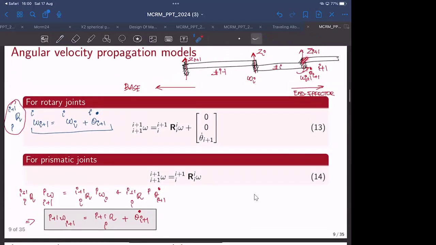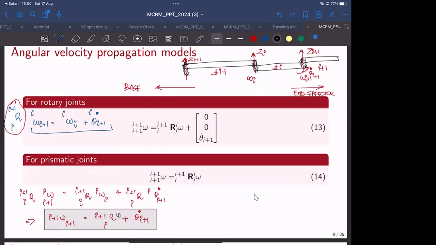So if you have this link I plus 1, and if you have a frame Zi plus 1 attached onto the link I plus 1, the rotation of this link I plus 1 with respect to its own axis is always going to be represented with respect to the I plus 1 frame of reference. So this implies that this I plus 1 is represented with respect to the I plus 1 frame itself. It's a no-brainer.